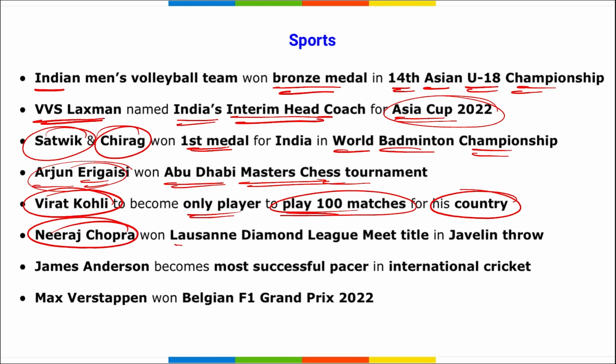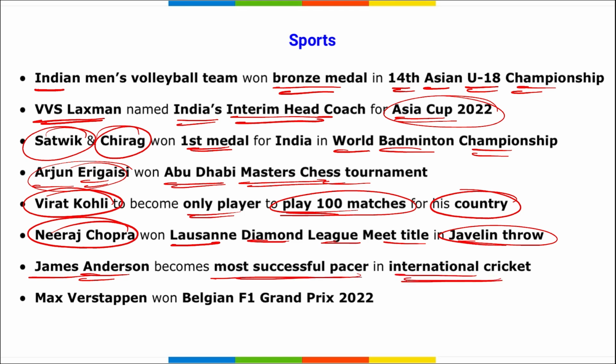Neeraj Chopra has won the Lausanne Diamond League meet title in javelin throw. You must have remembered by now that if we are talking about Neeraj Chopra, he is related to which sport? He is related to javelin throw. Then James Anderson became the most successful pacer in international cricket.